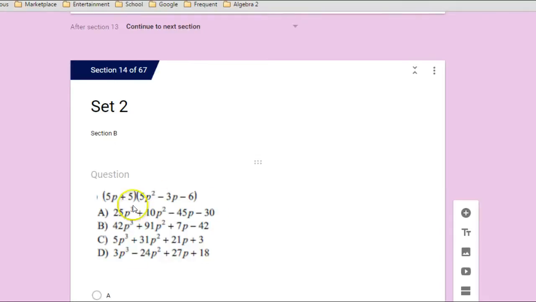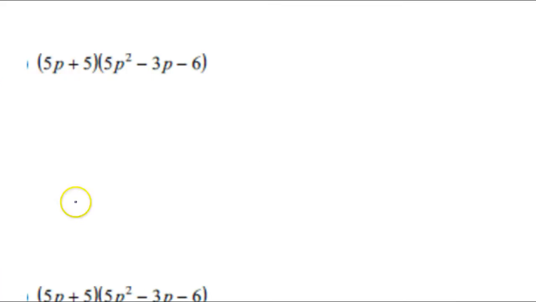In this video, we will multiply this binomial times this trinomial. When you multiply two polynomials, you do the distributive property however many times you have to, looking at usually the first set of parentheses. So we're going to do the distributive property twice. So I'm going to take this 5p and I'm going to distribute like this.